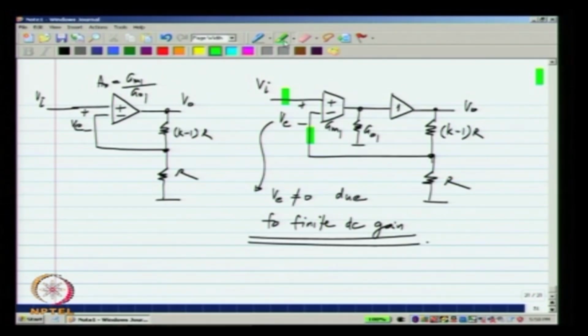Now, we know that this voltage, which should have been kVi, will settle to a value which is less than that, which is kVi by 1 plus k by A naught. Okay. Now, the actual voltage is smaller than this one, and we can increase that by pushing more current into GO1. Okay. If we somehow manage to push more current into GO1, we will make this voltage larger and consequently the error smaller.